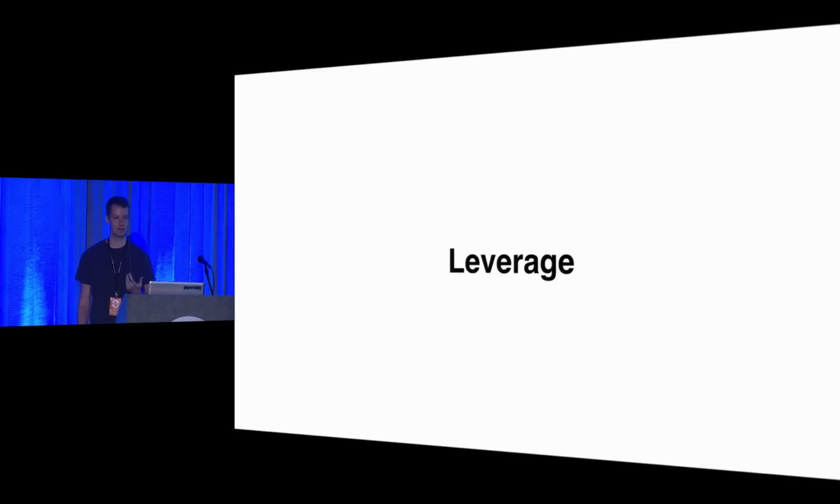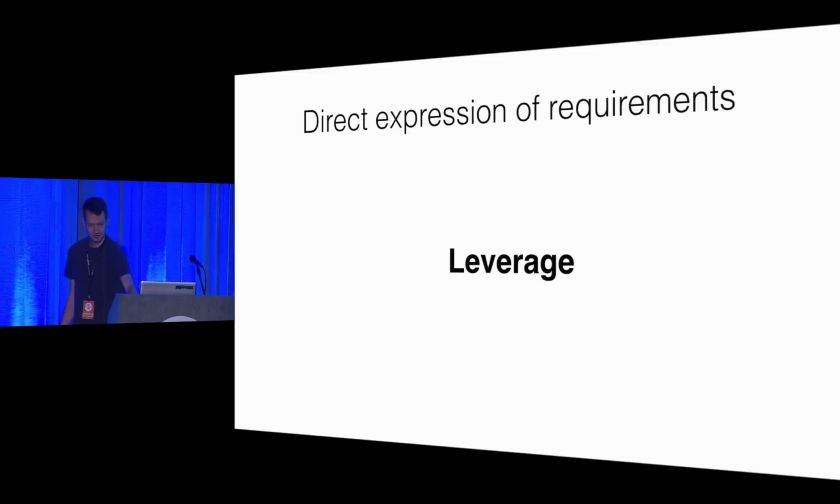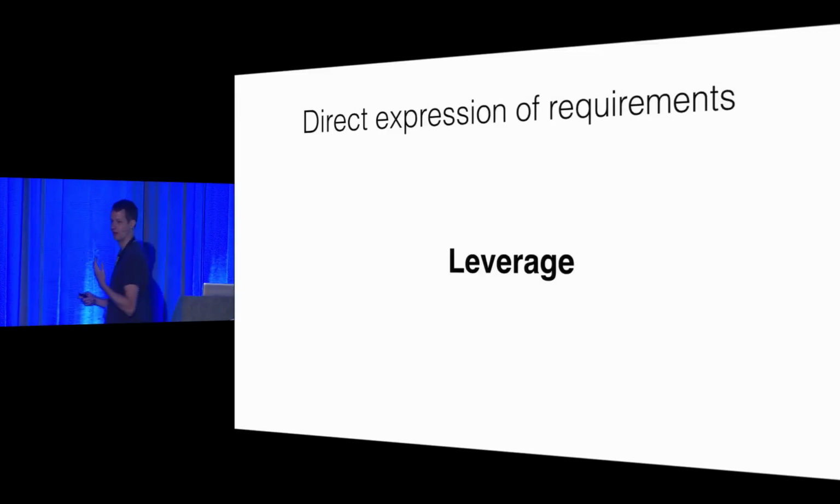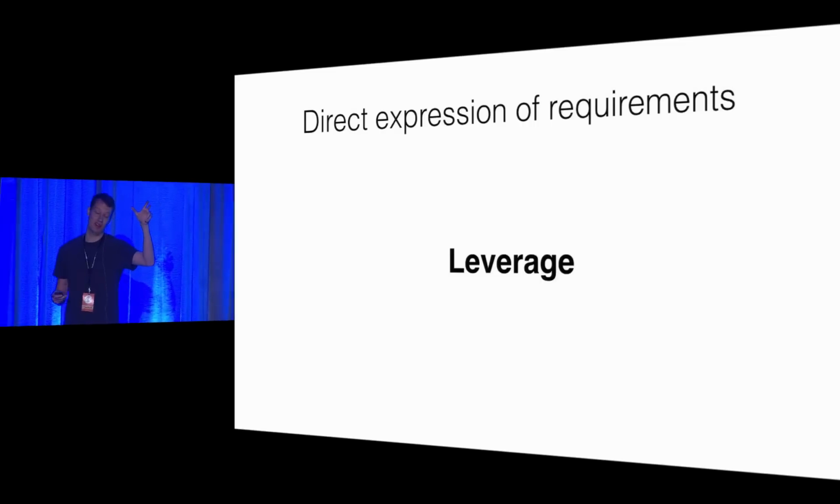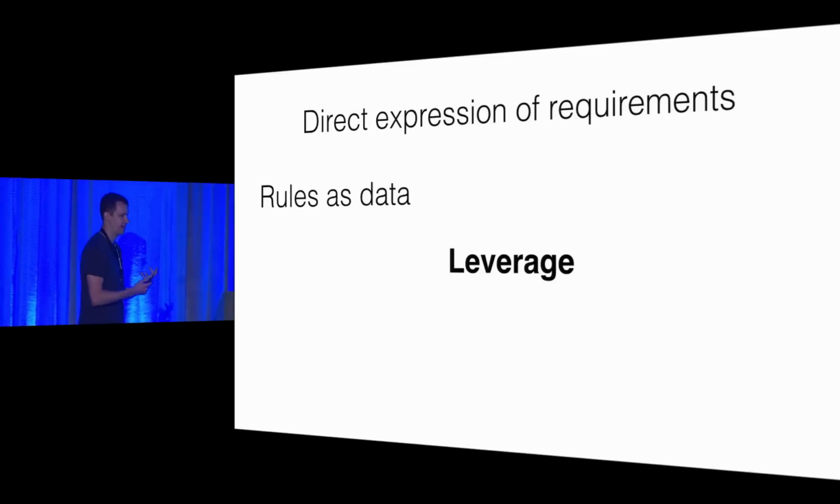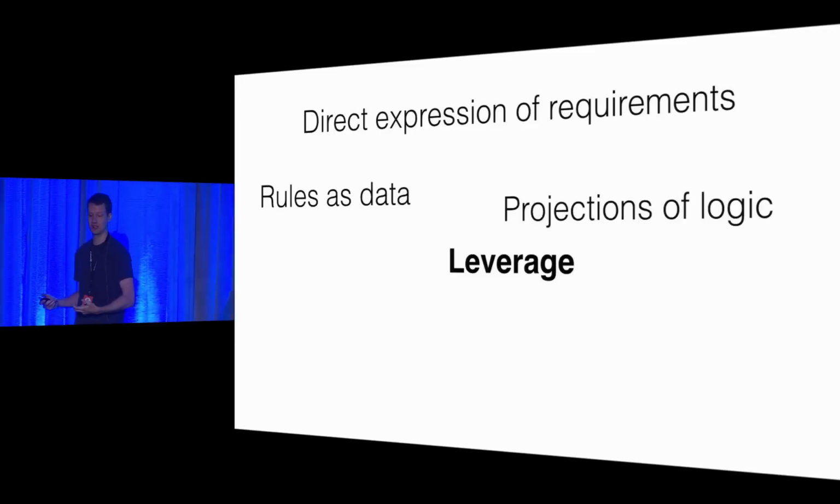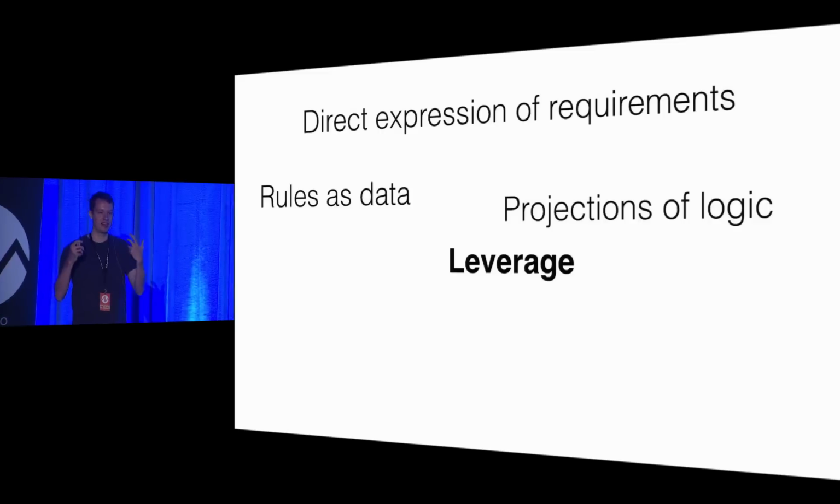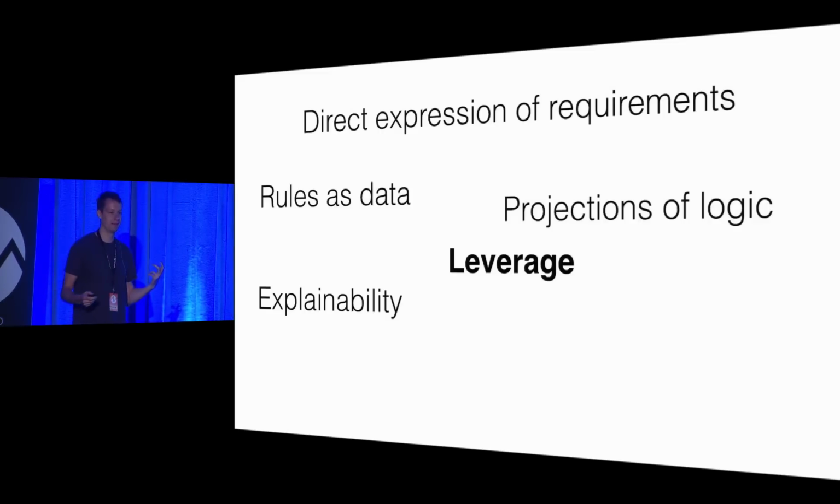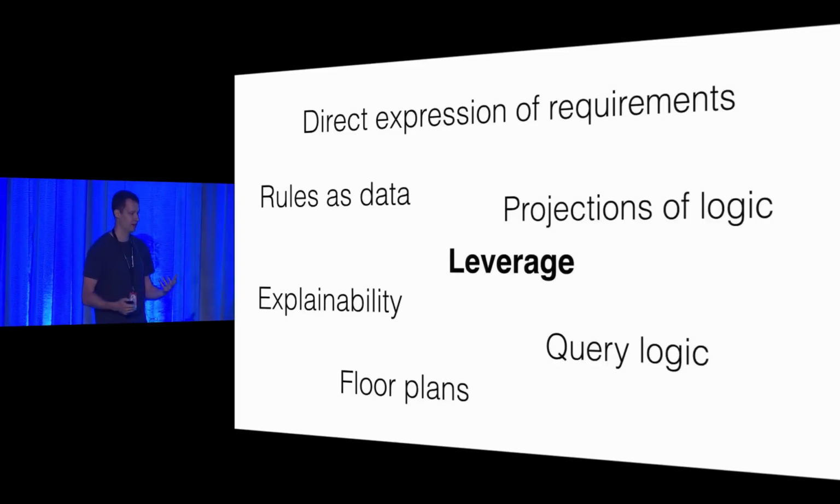And really what it boils down to is getting leverage from our investments, getting leverage from everything that we're building. If we start by creating a more direct expression of our user requirements, so we're declaratively, as close as possible, saying, hey, this is what I want to do in all these domains. And then we take that direct expression and put it in the form of rules, and view those rules as code, but they're essentially transformed into data as well, data that we can query so we can ask questions about it. And we can create those into projections of logic. We can start creating explainability. We can explain why this outcome arrived there. We can query that, and we can build things like floor plans.